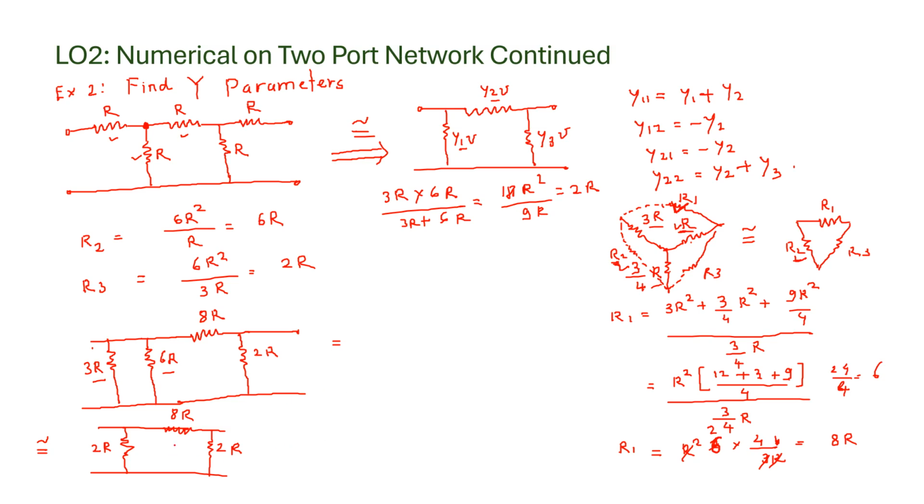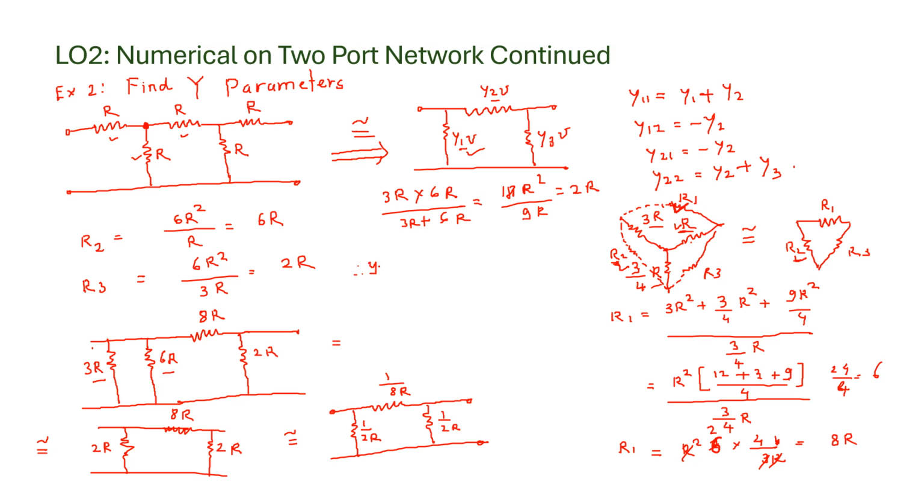Now what we will do, we will convert this network to our admittance form. So we want Y1, Y2 and so on. So we can have this: this value will be 1 by 2R, this value will be 1 by 8R, and this value will be 1 by 2R.